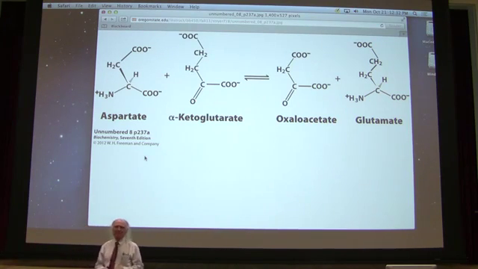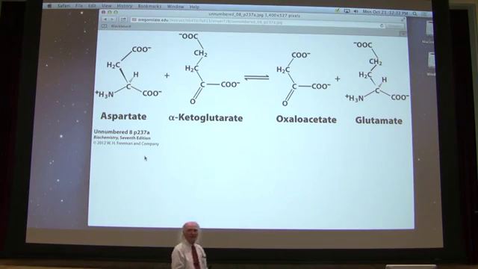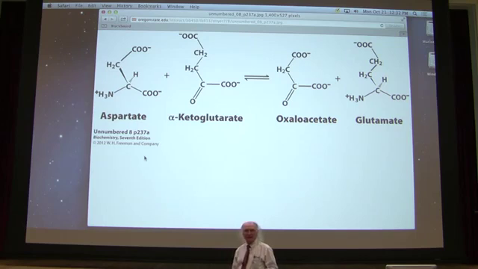Yeah? So if it has an amine, it can only bind to alpha-ketoglutarate, right? That's correct. Wouldn't it only go in one direction then? No, because it could bind this and go backwards. Right? This also has an oxygen. So you see over here, we've always got one that has an oxygen, one that has an amine, one that has an oxygen, one that has an amine. So it can go either direction.